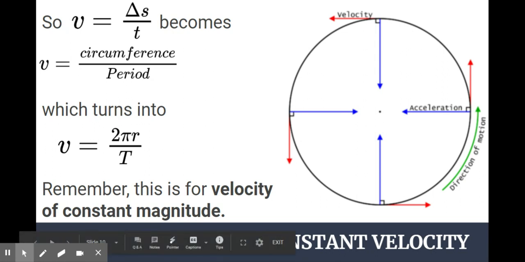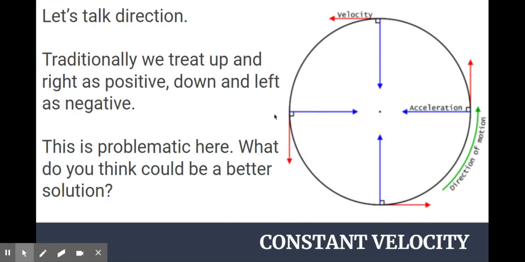That equation can help us determine the velocity. Not the direction, but just rather the magnitude of the velocity. All right? So let's talk about direction. It's going to be very difficult to use our traditional coordinate system. Normally, we treat up as positive, right as positive, down as negative, left as negative. That doesn't work so well here because our position, our direction is constantly changing. So it's going to be difficult to use that.